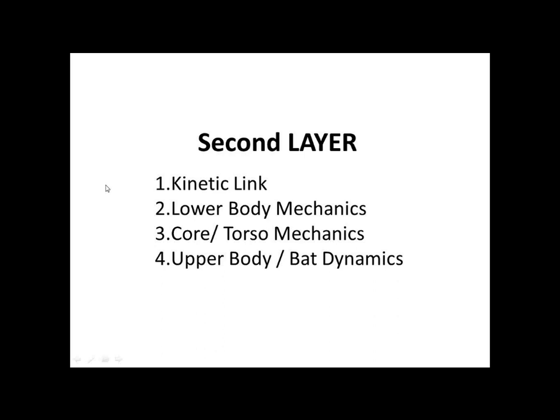We then look at lower body mechanics, stride length, stride position, and the relative impact of stride on the lower body mechanics and lower body speed. We then look at core and torso mechanics. Here we're really looking at the differential mechanism, the ability to translate lower body force and speed production into rotational speed at the core, and then delivering that rotational speed to the upper body, and then ultimately to the bat.